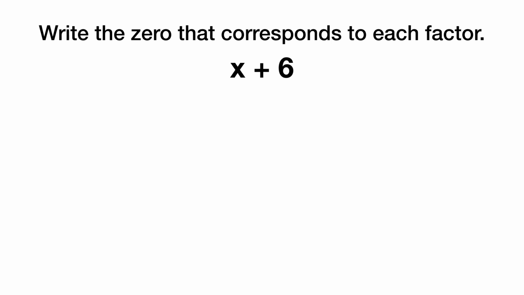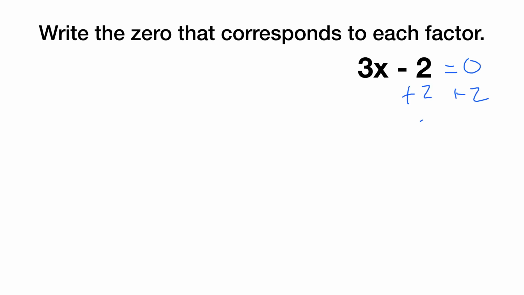x plus 6. Well, let's see. If this equals 0, we would subtract 6, so x equals negative 6. Finally, 3x minus 2. If this equaled 0, the first thing we would do is add 2, meaning 3x would equal 2. Divide by 3, and x would equal 2/3.